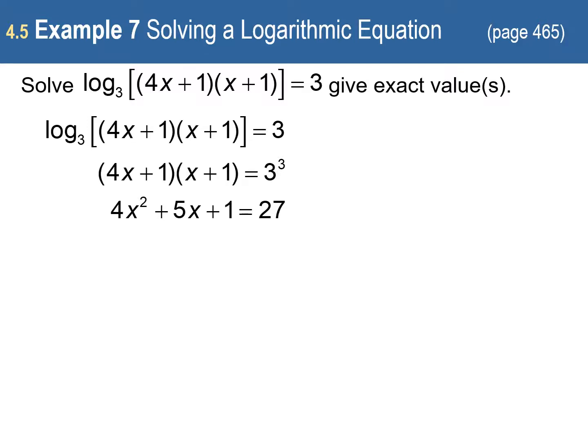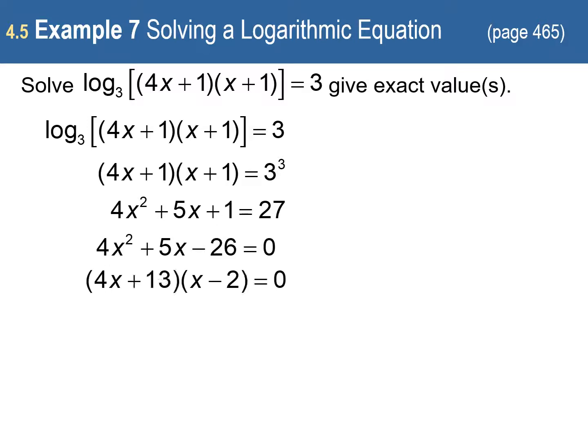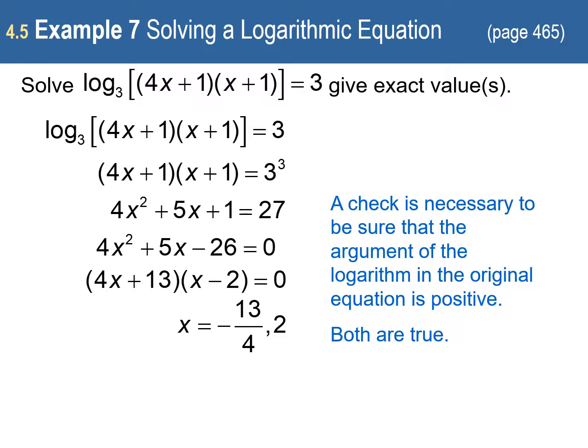So now I have a quadratic, and I'm able to factor this into 4x plus 13 times x minus 2 equals 0. So x is minus 13 over 4 and 2. Now remember, you need to check the arguments to make sure the original statement is still true. In this case, they are.